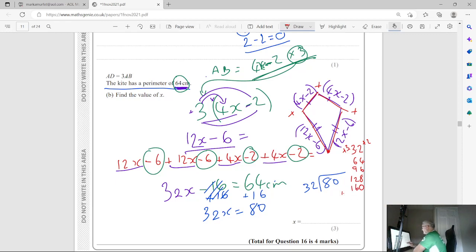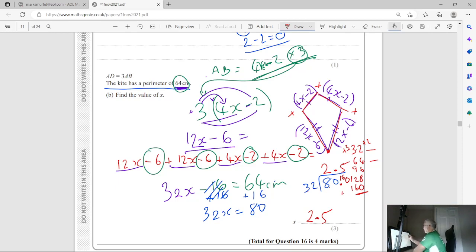So 32 into 8 doesn't go. 32 into 80 goes 1, 2, doesn't go 3 times, so it goes twice. How many left over between 64 and 80? I've got 16 left over. There's my placeholder. 32 into 160 goes 5 times. 2.5.